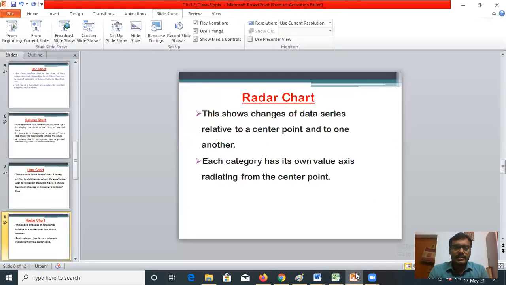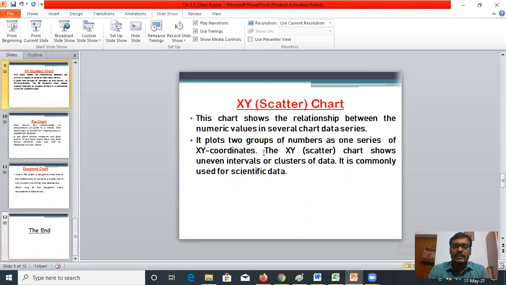Now coming to the next type of chart, it is the XY or scatter chart. This chart shows the relationship between the numeric values in several chart data series, and it plots two groups of numbers as one series of XY coordinates. The XY scatter chart shows uneven intervals or clusters of data. In this chart, you will be able to see the clusters of data. It is commonly used for scientific data.